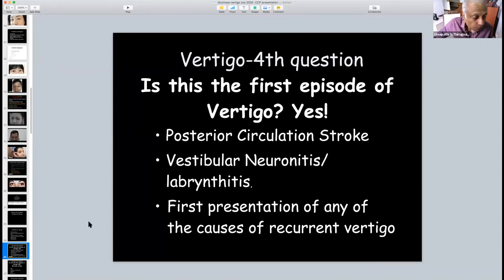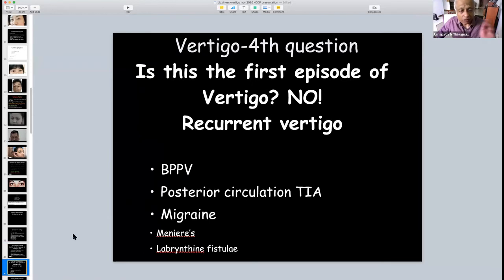But on the other hand, if the patient says, doctor, I've been having these recurrent spells many, many times, then we are probably dealing with something like benign paroxysmal positional vertigo. We may be dealing with a TIA if the number of episodes were not very chronic, because we know TIAs are never chronic.